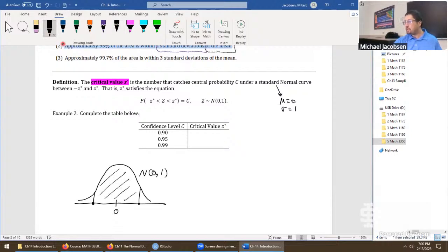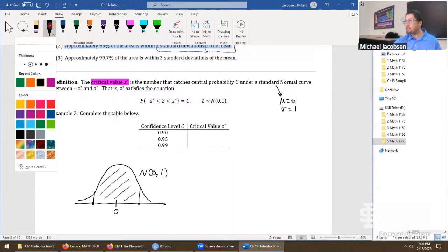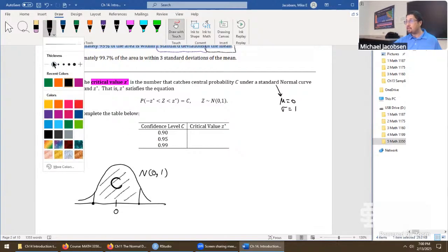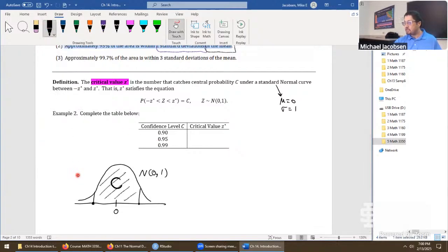In the central region, this is where we'll have confidence C, whatever that confidence level is stated to be. Then alpha on the tails, similar again to what we did in the prior chapter, this will be 1 minus C divided by 2 in area. This one would be 1 minus C divided by 2 as well.